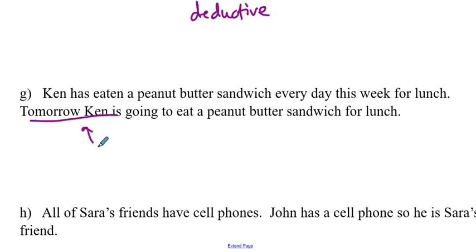We've seen a pattern of something happening. Every day he's eating a peanut butter sandwich. I'm predicting, or I'm guessing, he's going to eat a peanut butter sandwich again tomorrow. Okay, so since this is based on a pattern, our reasoning in this case is inductive.